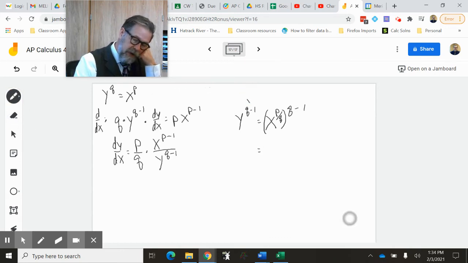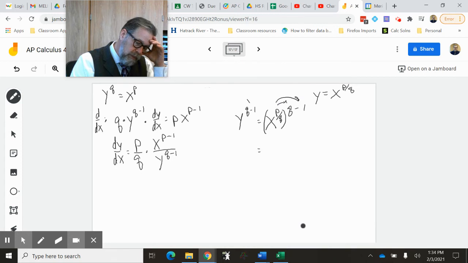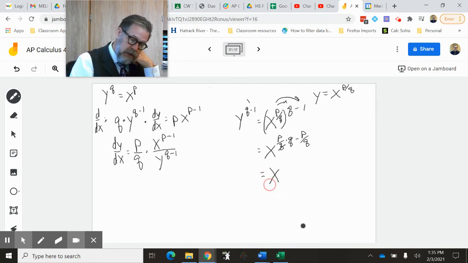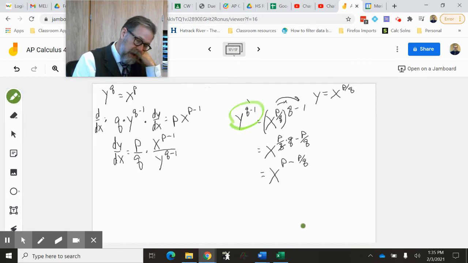I overgeneralized here. We know that y is equal to x to the p over q. So that y to the q is irrelevant. So multiplying these together, I get y to the q minus 1 equals x to the p over q times q minus p over q. These q's cancel or reduce, depending on how you want to say it, and I get x to the p minus p over q. So that's y to the q minus 1, which is right here.